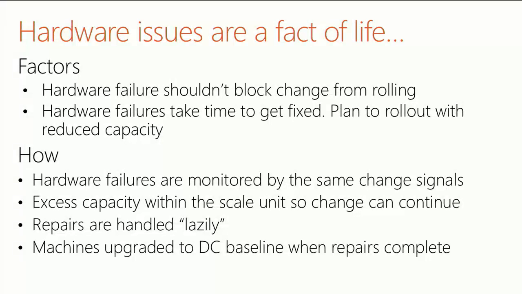So the way we do this thing is all hardware failures are monitored by the same signals that I described earlier. We have excess capacity within the scale unit of backend and frontend, so that we can afford to take a few machines offline for hardware failures. And because we can roll out those changes without being blocked, these repair actions can happen asynchronously or lazily. And when those machines are back online, they actually come back to the same baseline as the rest of the servers. So if there have been any patches or anything that had happened, these machines also get the same code.